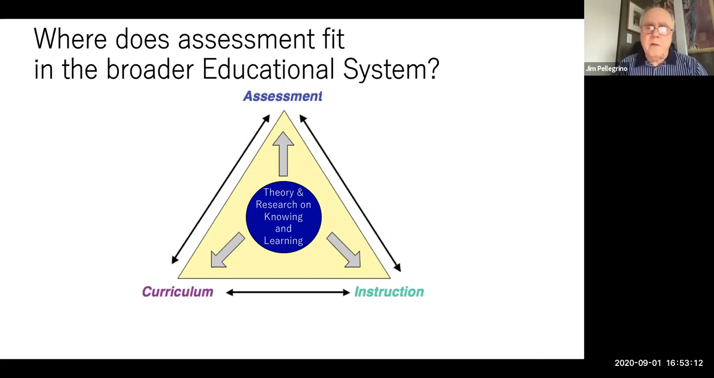And assessment, the third element here, is essentially what we do to gather information about the progress of student learning. Are students progressing in the ways we intended? Now, these three things, curriculum, assessment, and instruction, need to be aligned with each other. They need to be coherent and consistent so that the system doesn't get out of balance.